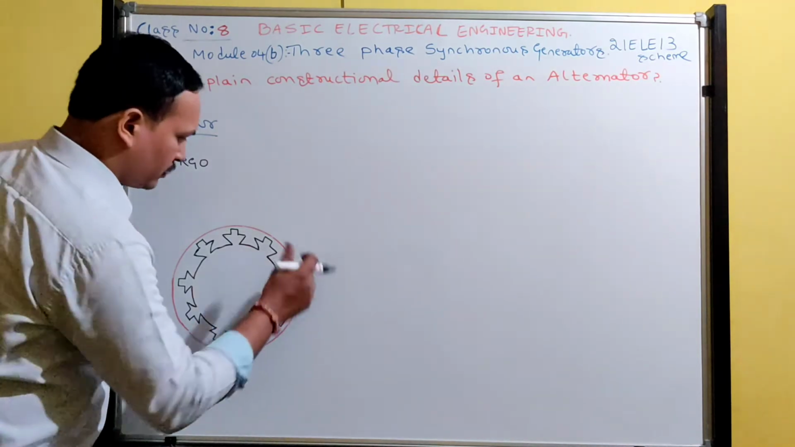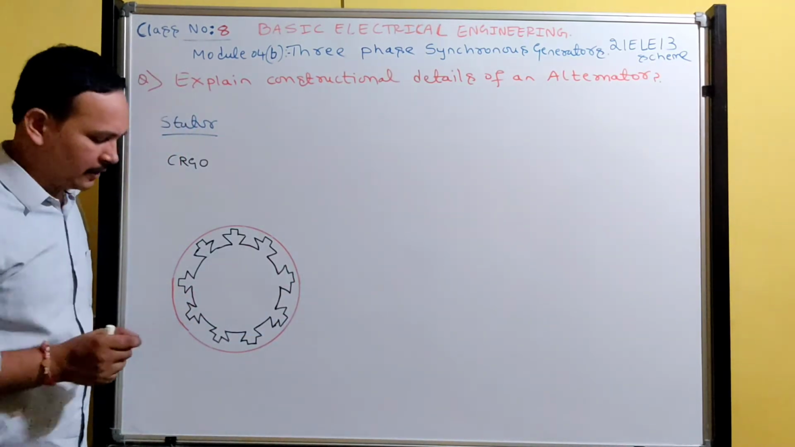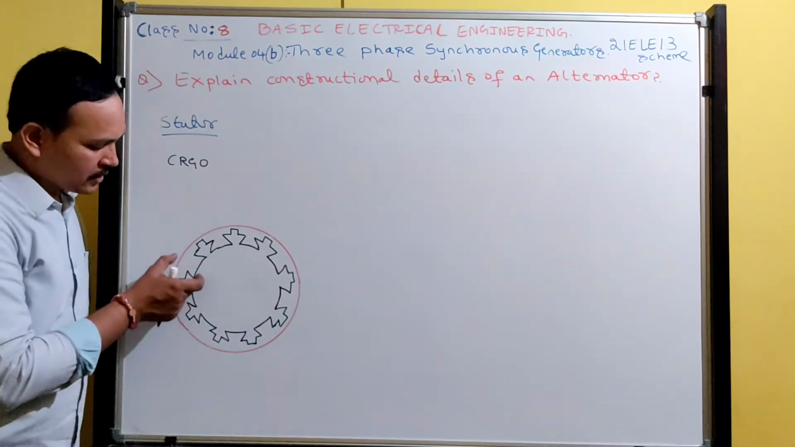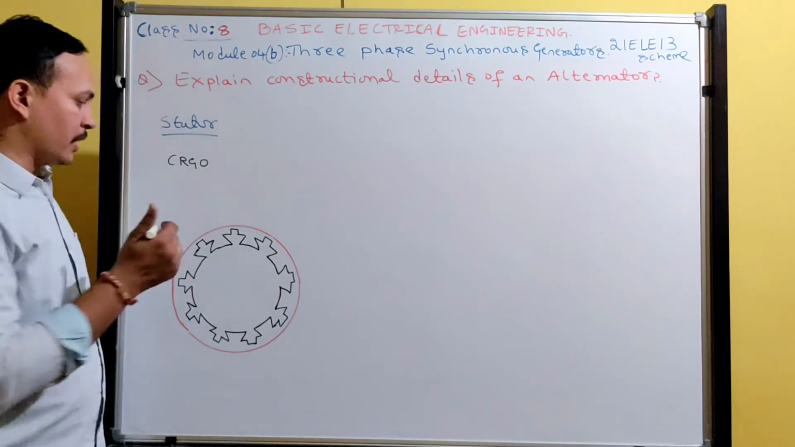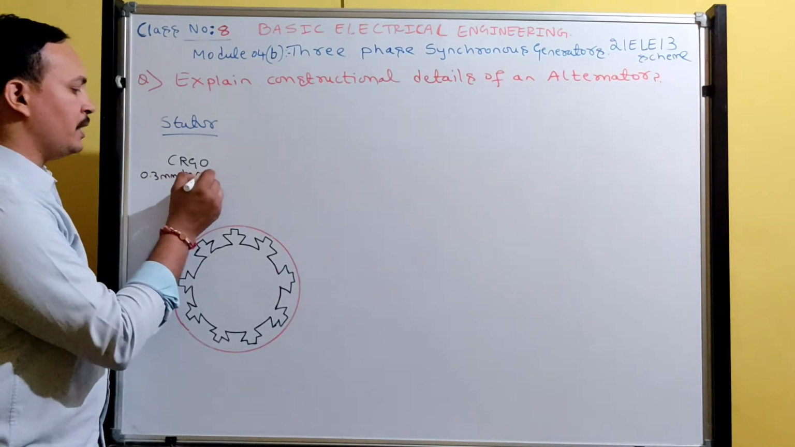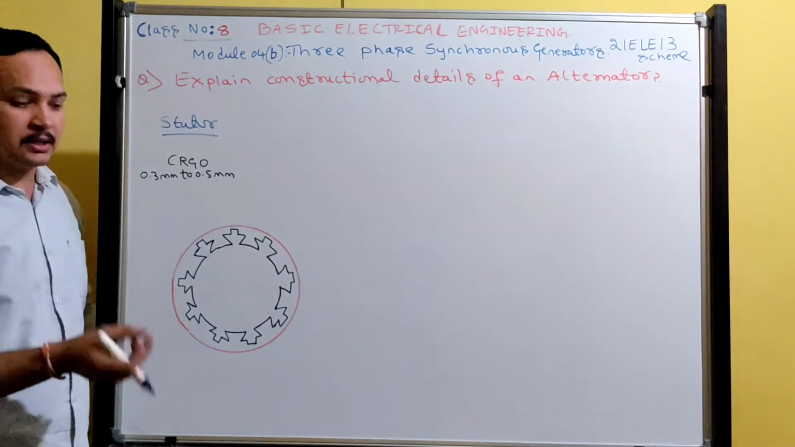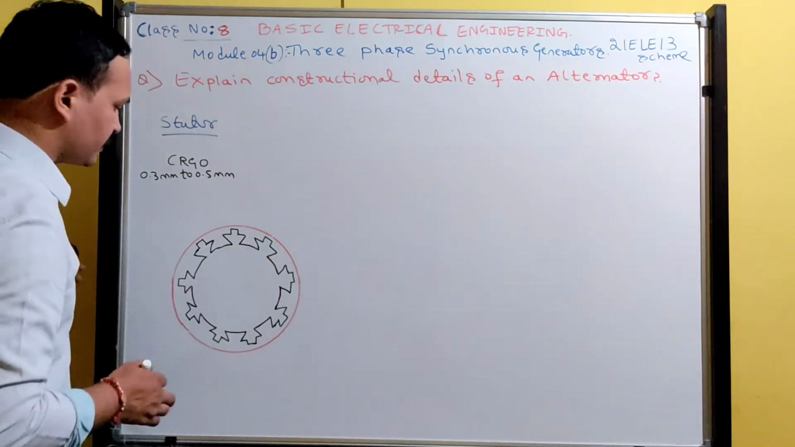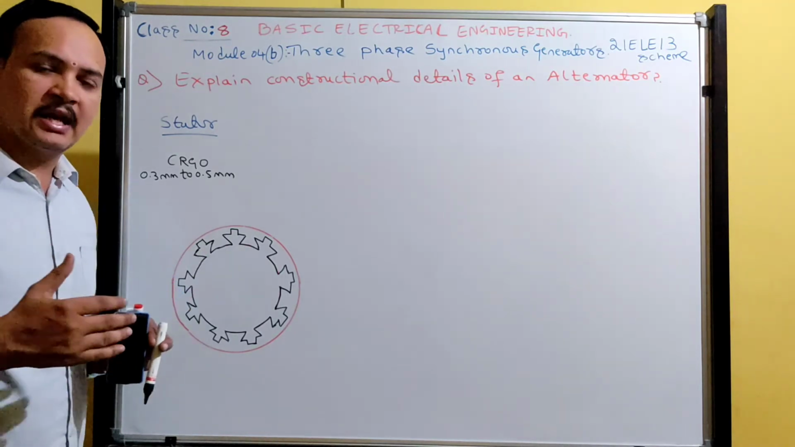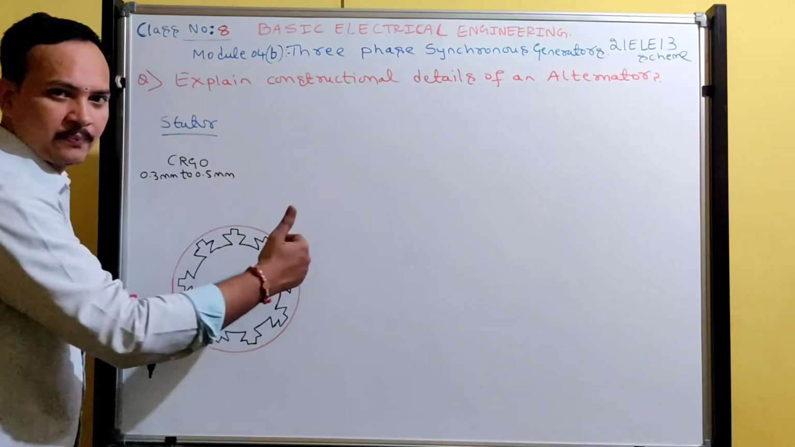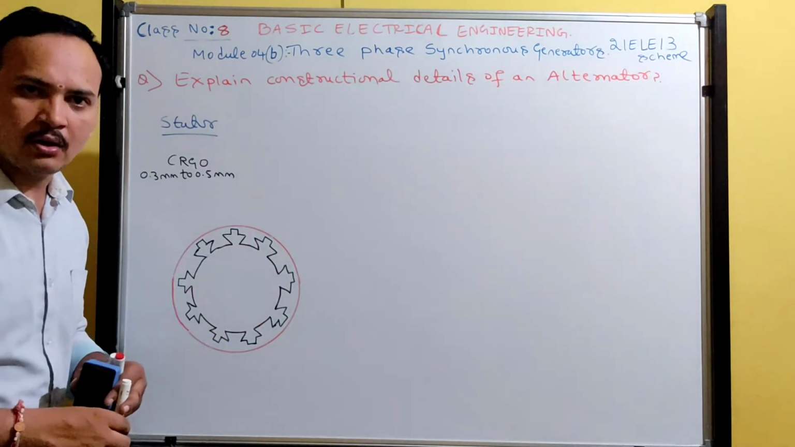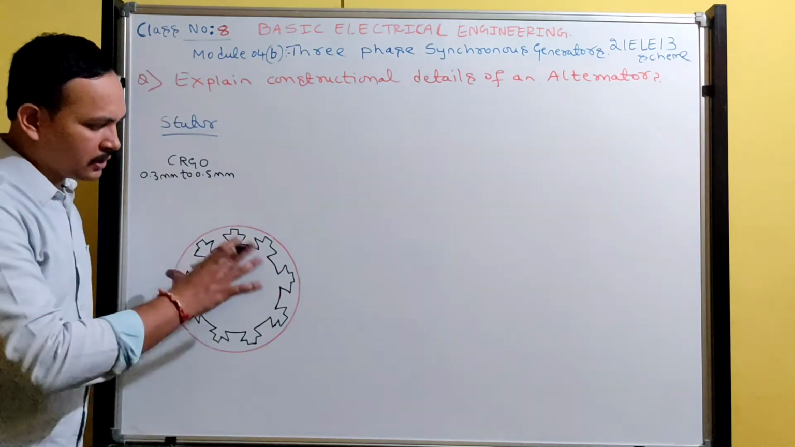This is a laminated plate, designed with this structure. The thickness of this plate varies from 0.3 mm to 0.5 mm. This is one plate. They join several laminated plates side by side and stamp them together. Then you will get a certain length of the stator core. In the exam you must write only this much.